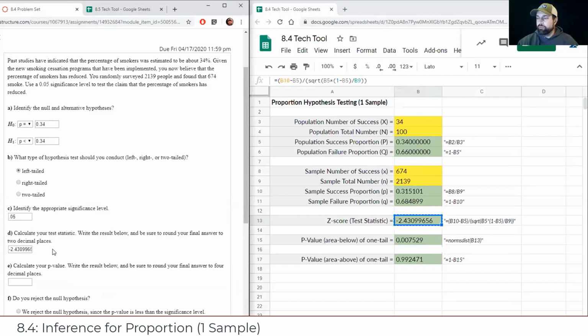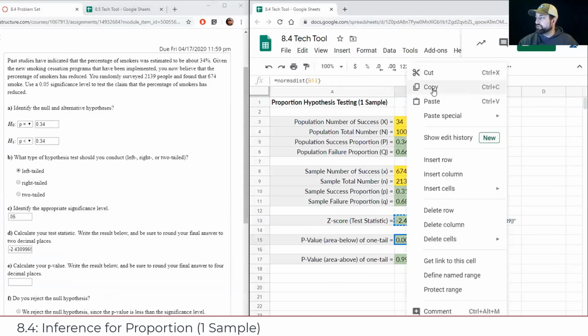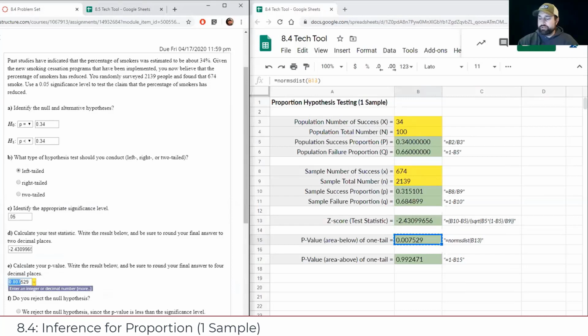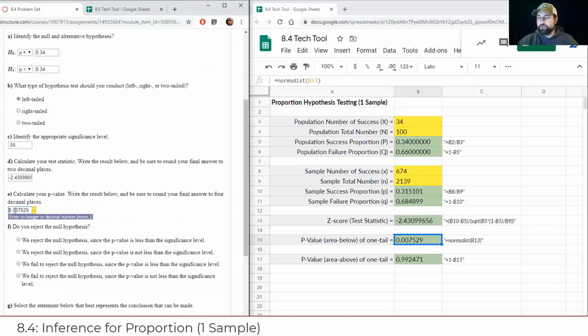So negative 2.4 and so on. Then we calculate the p-value, the area under that curve. And here it is. Here's the area below the one-tailed. So we're going to copy this, and we're going to paste it here. Now, this is why it's important to understand your problem, because if this was a not equals to, you would have to take that area under one tail and multiply it by 2, right? Because you'd have above one tail and below the other. And looking at this, the value is way below 5%, so that's good.